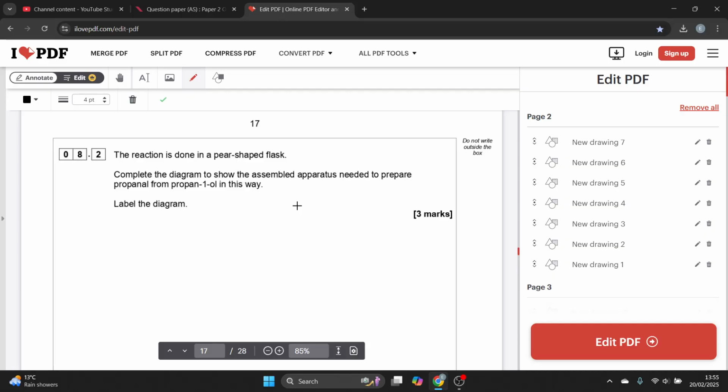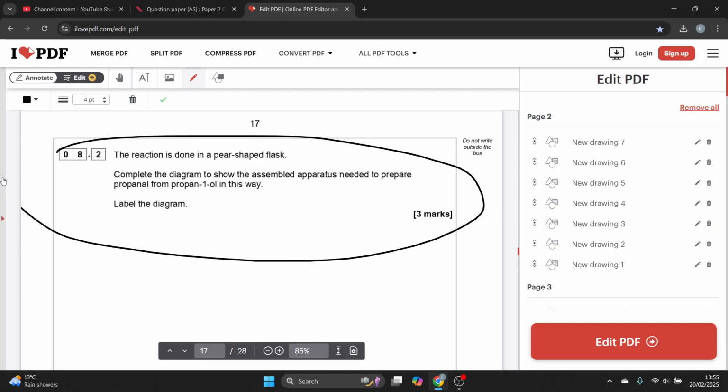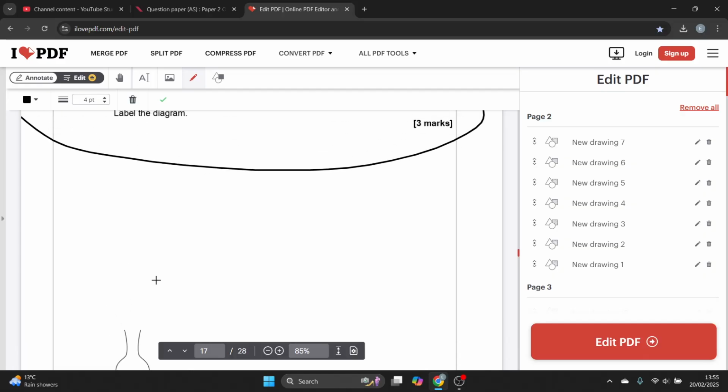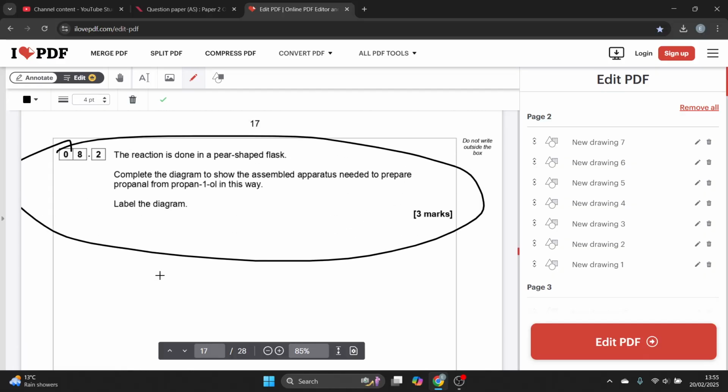There's no visual diagram on the mark scheme, so I'm probably going to skip this question. I just want to complete the figure, just filling that in. And you'll only know this by how well you know your practical skills and memorize diagrams.